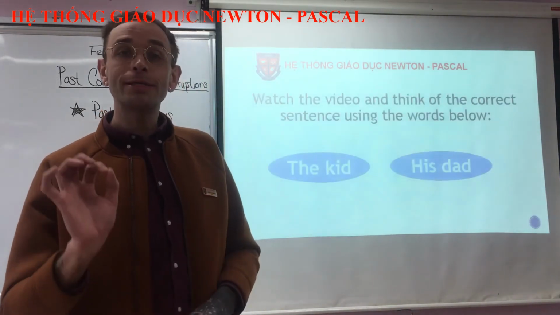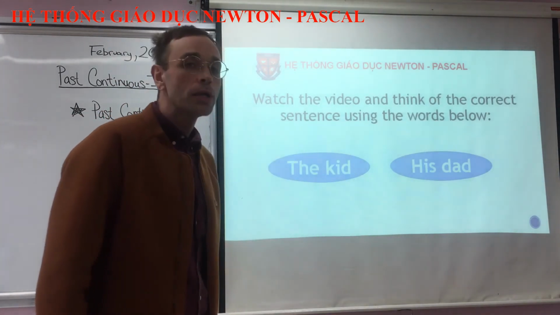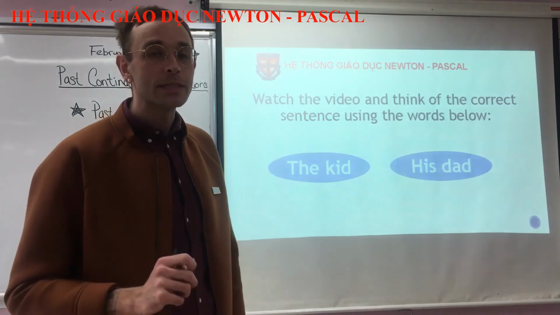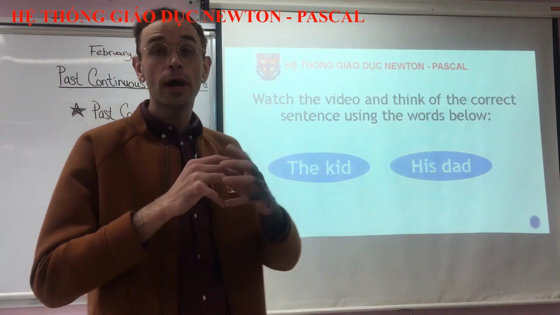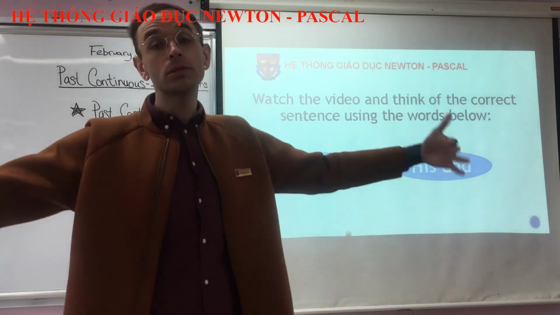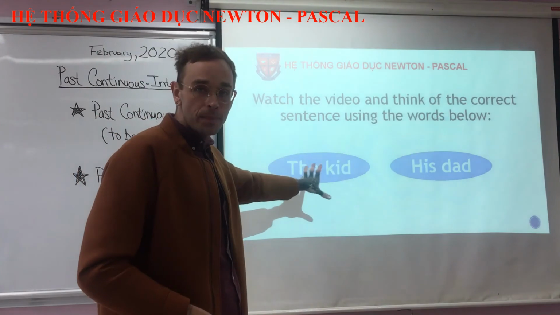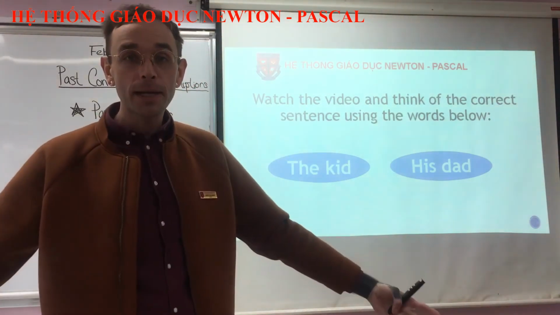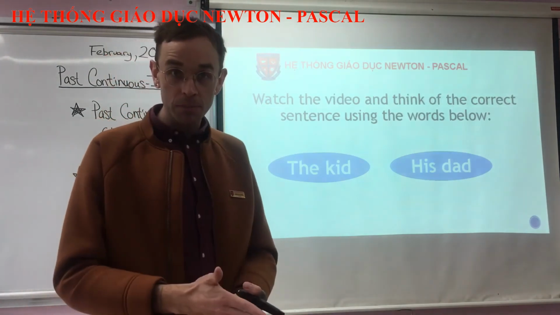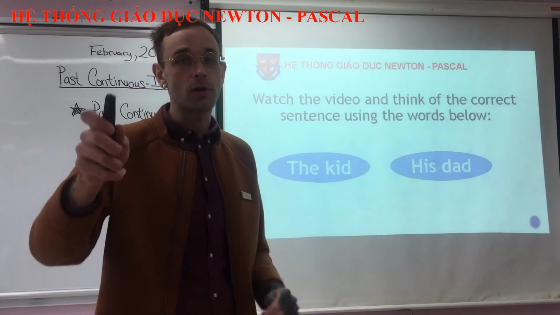So, now we're going to see another video, and in this video, I want you to do the same thing that we did in the other video, only this time I want you to try and think about what the whole sentence should be, okay? In the video, there's a kid and there's his dad. Think about what was happening, and then what interrupted that, okay? That's what I want you to think about when you watch this video, okay?